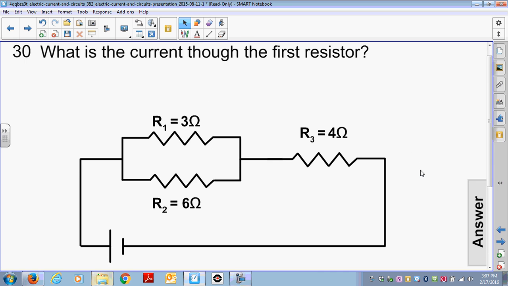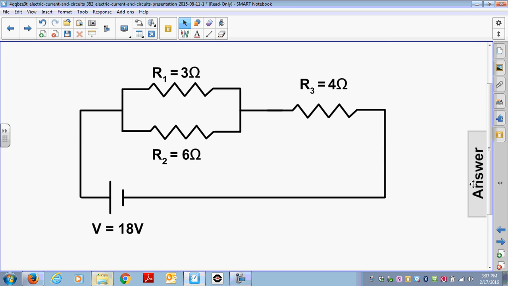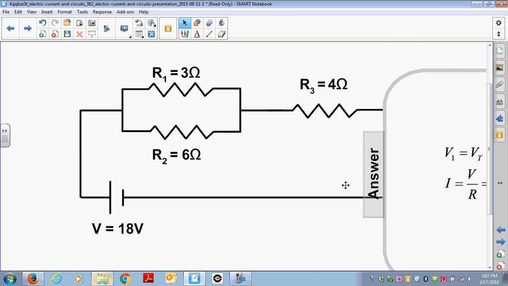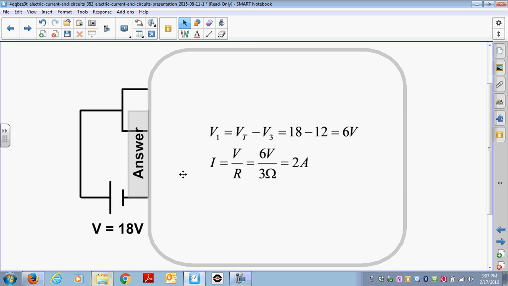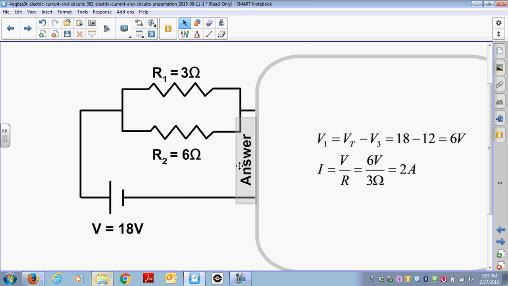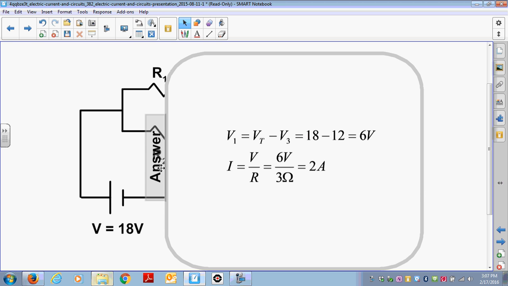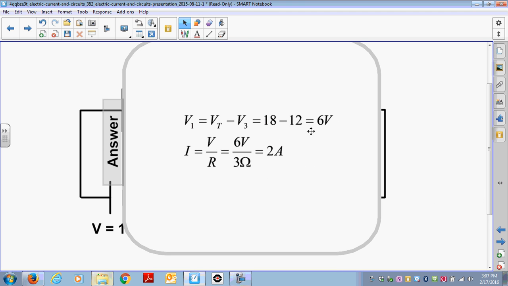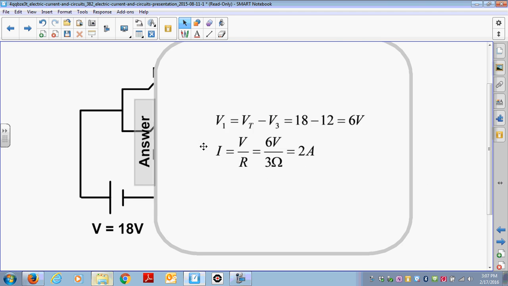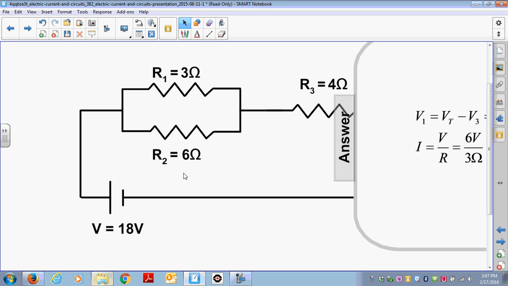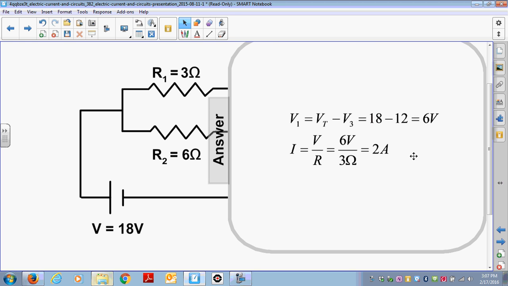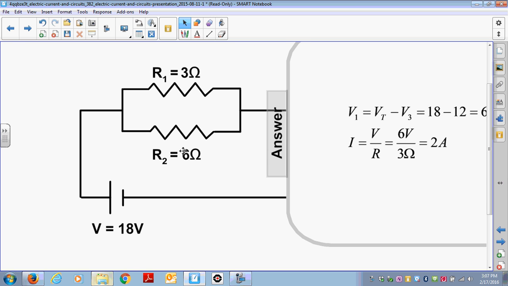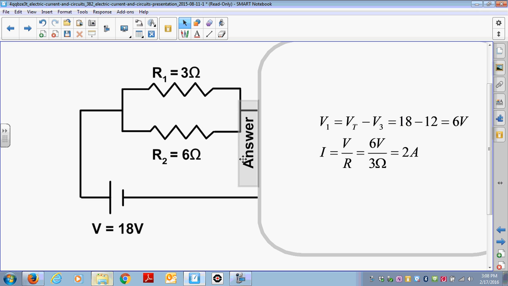Okay, what is the current through the first resistor? Okay, so go ahead and pause. Okay, so let's look at this. There's several ways to do this, and the way I showed you was different than this. Basically, what they're saying is if I take the total voltage and subtract out this voltage, that has to be the voltage on both of these. That gives me 6 volts. And that means that 6 volts is here and 6 volts is here. 6 divided by 3 gives me 2 amps. What is 6 volts divided by 6 ohms? That's 1 amp. Okay, so I end up with 1 amp plus 2 amps, and that gives me 3 amps.